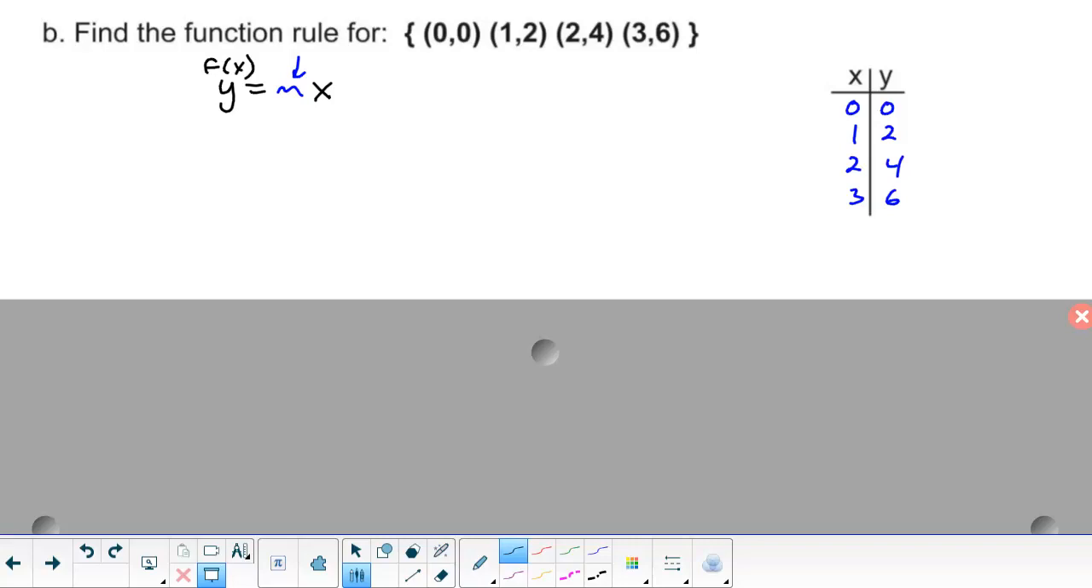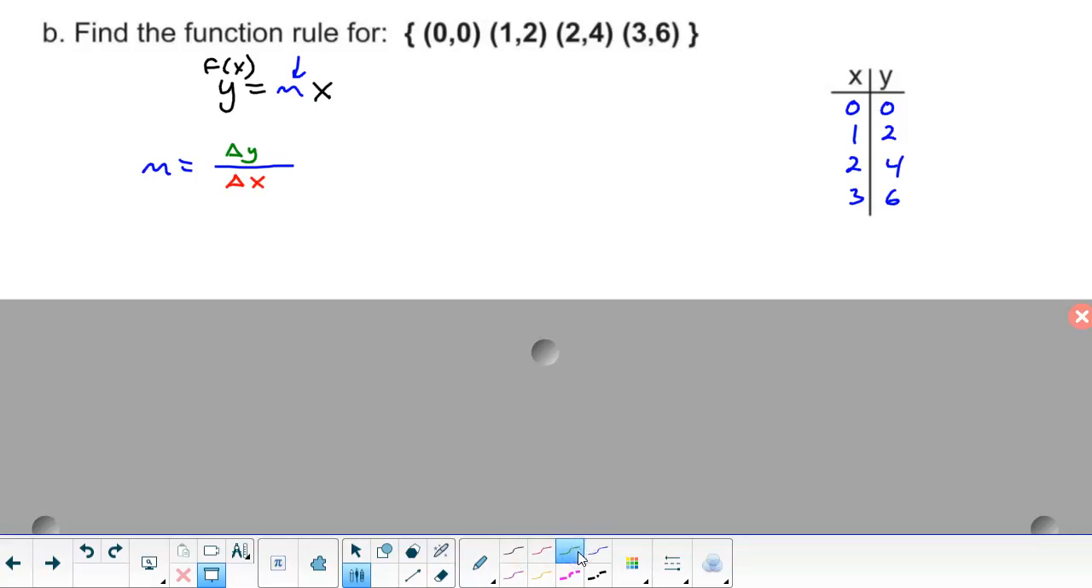Okay, so we need to analyze the gaps, and the key is the slope, right? The m is the slope. And do you remember what the top is? It's the change in y. It's the vertical change. And what's the bottom? The change in x, the horizontal change. Okay, so let's do the gaps.